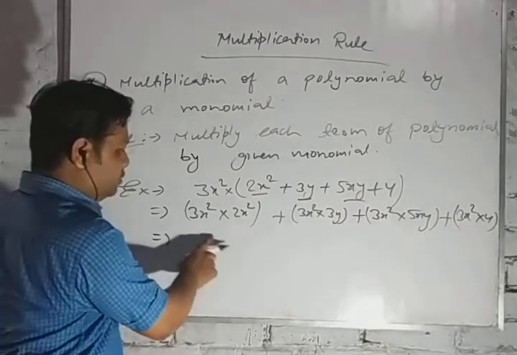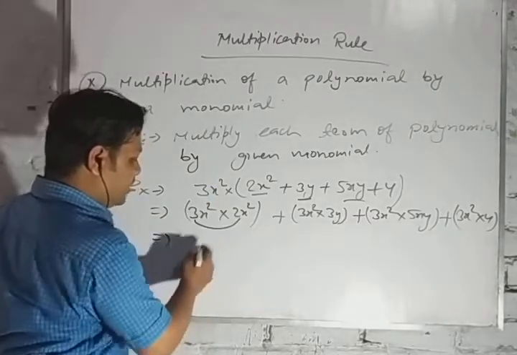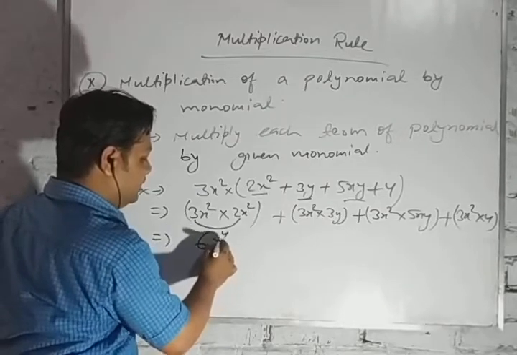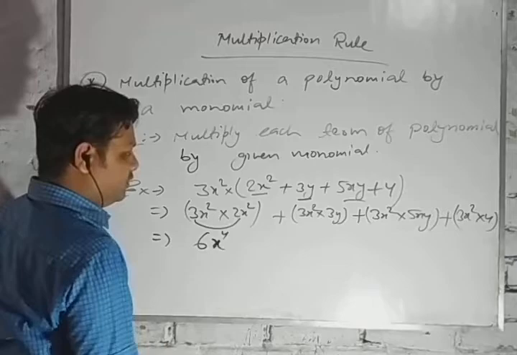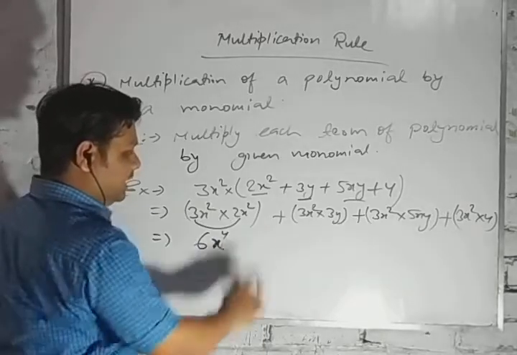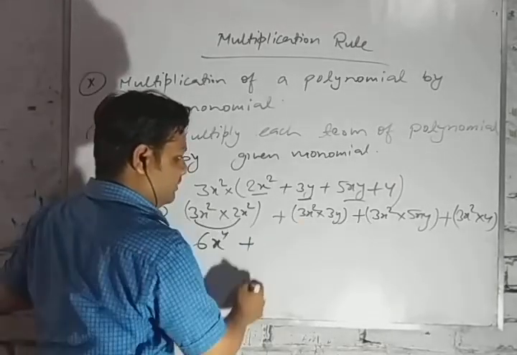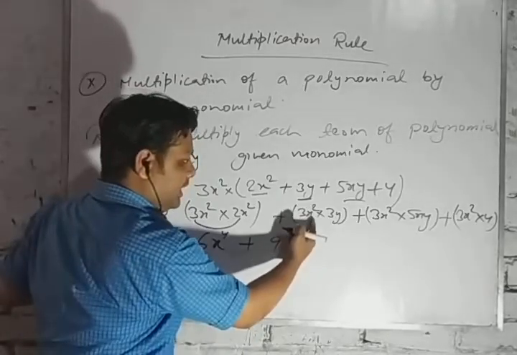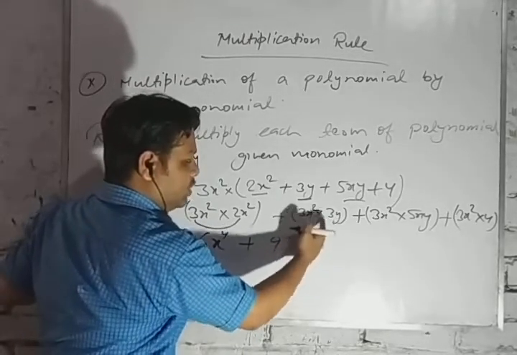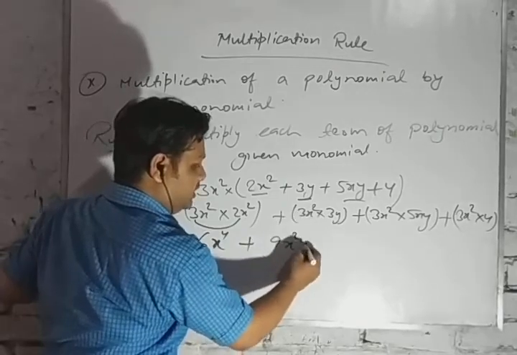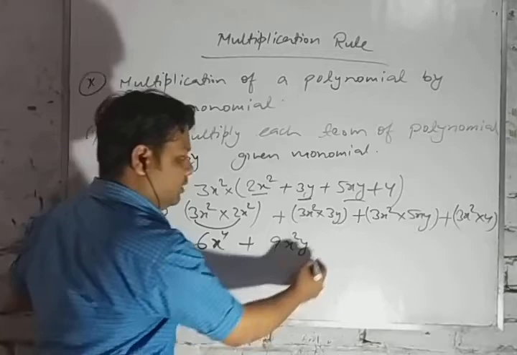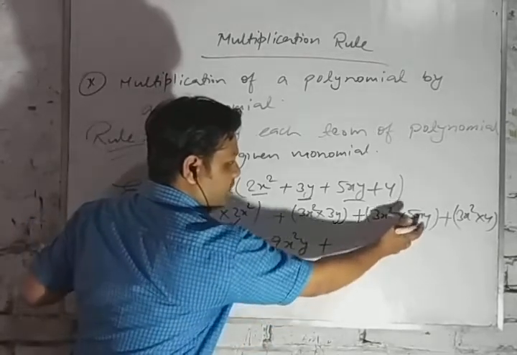Again 3 2s are 6, only the constant term we multiply. 3 2s are 6, and x square, that is x to the power 4. Plus 2 4, only we will add the exponent. Plus here 3 3s are 9. Okay. Now here x square and y, these are not like terms, so we will write them directly, x square and y.